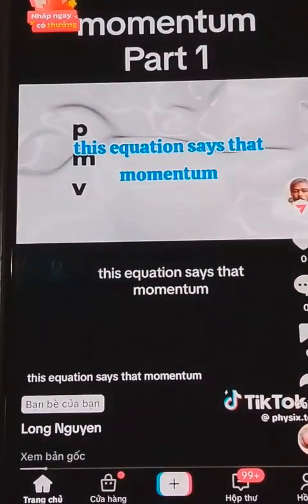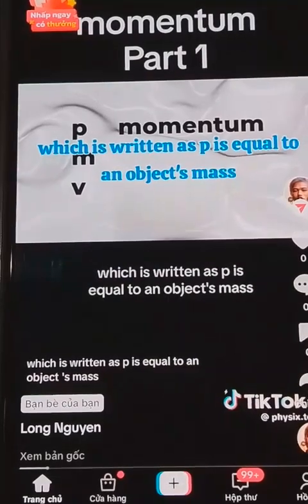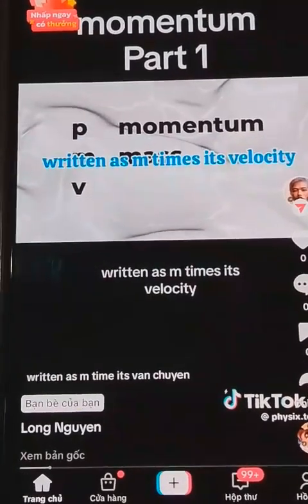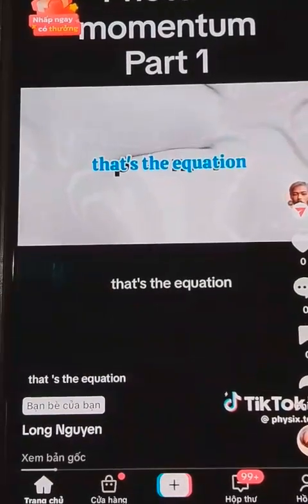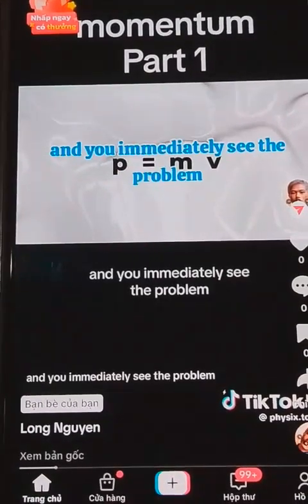This equation says that momentum, which is written as p, is equal to an object's mass, written as m, times its velocity, which is written as v. P equals mv. That's the equation. And you immediately see the problem.